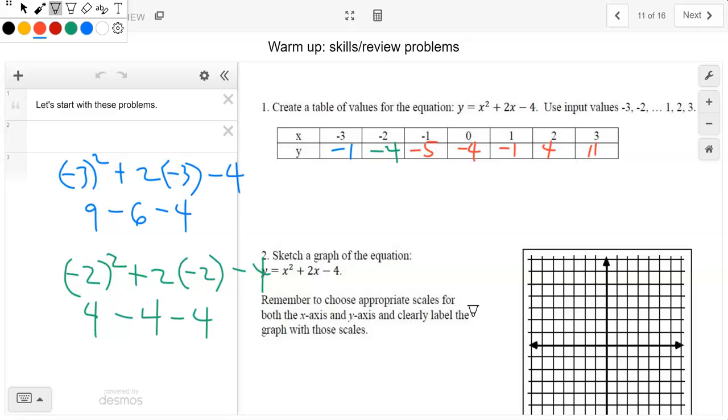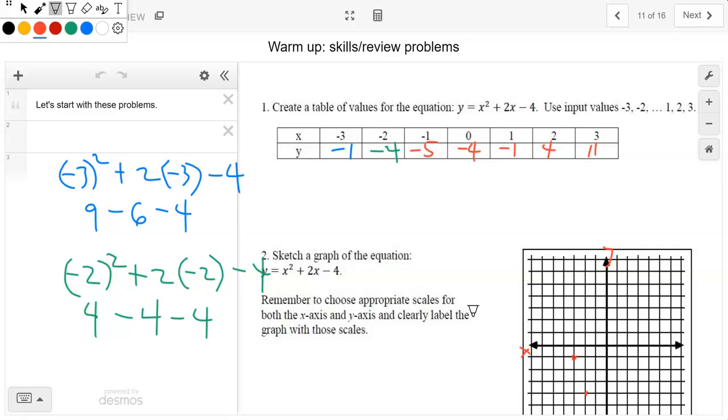Next, sketch a graph of the equation y equals x squared plus 2x minus 4. So remember to choose appropriate scales for both the x-axis and the y-axis and clearly label the graph with those scales. So this is your x-axis and this is your y-axis. So at negative 3 the value is negative 1. So let's say this is the point. Negative 2, negative 4.